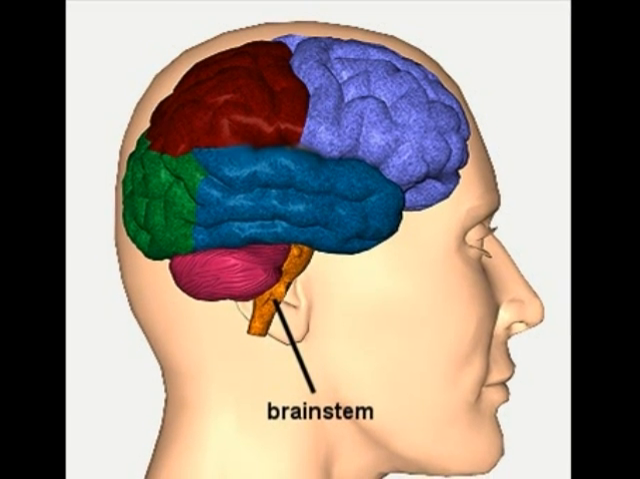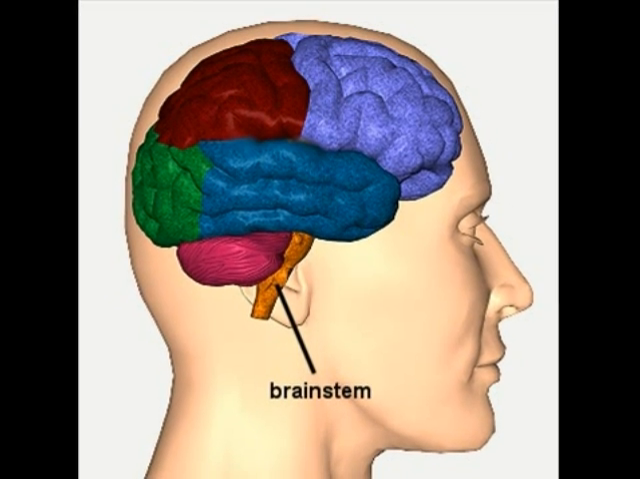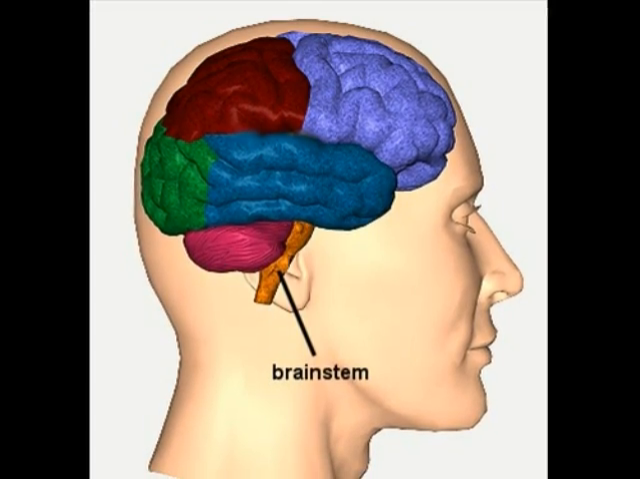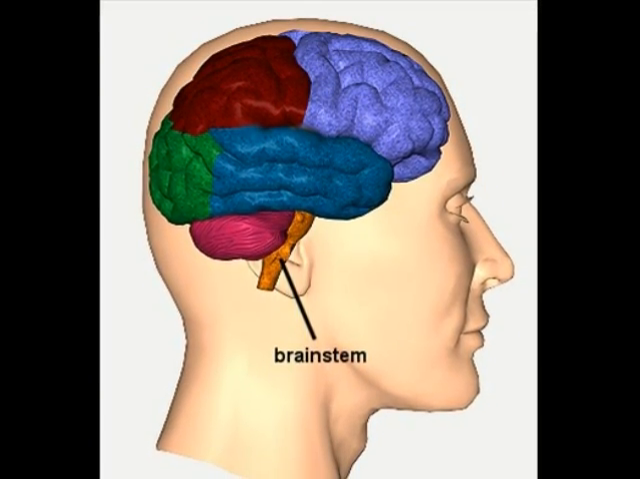Underneath the limbic system is the brainstem. This structure is responsible for basic vital life functions such as breathing, heartbeat, and blood pressure.